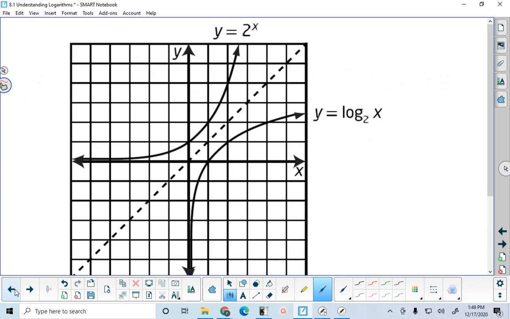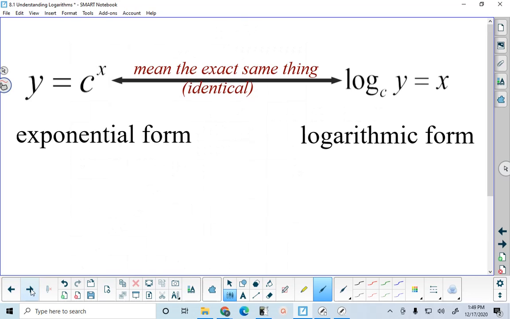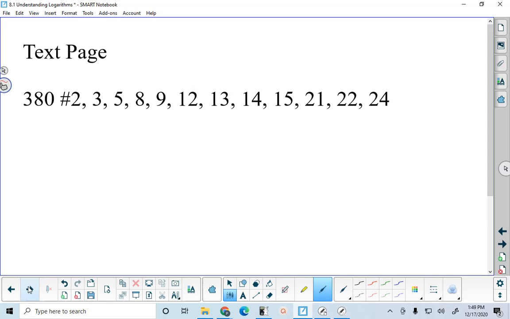So a quick review here. These are inverses of each other. Log base 2 of x is the inverse of y equals 2 to the x. That's from your textbook. These mean the exact same thing, though. What you're looking at here is the bulk of what's important for this lesson. And I'll put it back up there in a second. A whole slew of questions for you to work on in the next 45 minutes here.